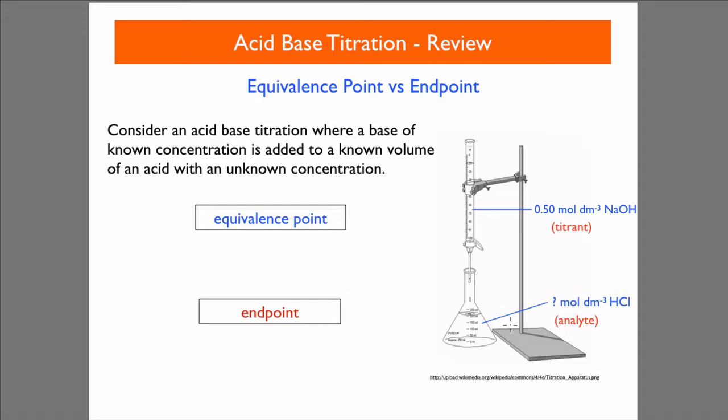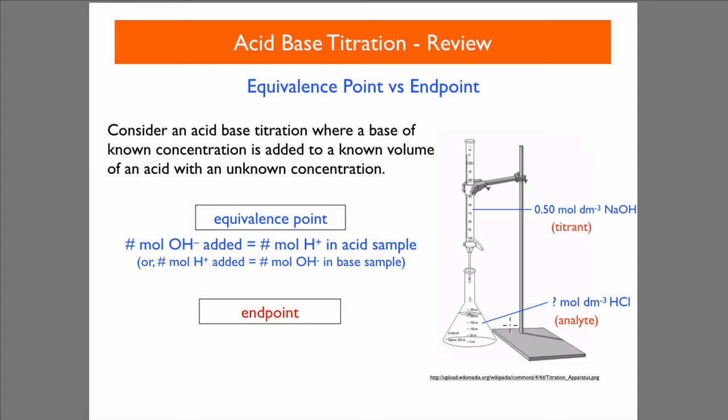If you remember from practicals last year, we used the term equivalence point and end point. Let's review this. If we consider an acid-base titration where a base of a known concentration is added to a known volume of an acid with an unknown concentration, we have the titrant, sodium hydroxide, and we've got hydrochloric acid as an analyte.